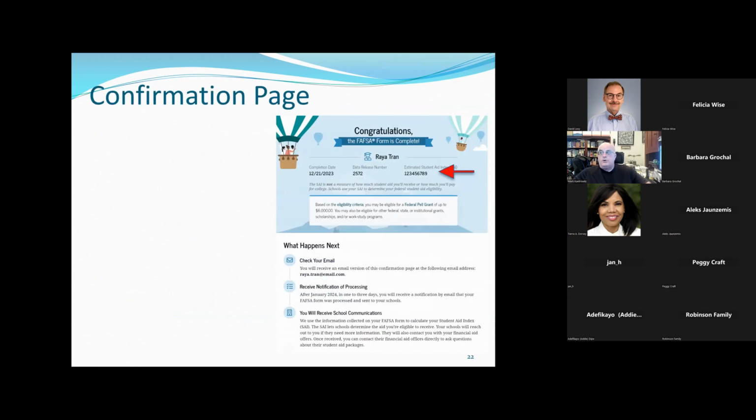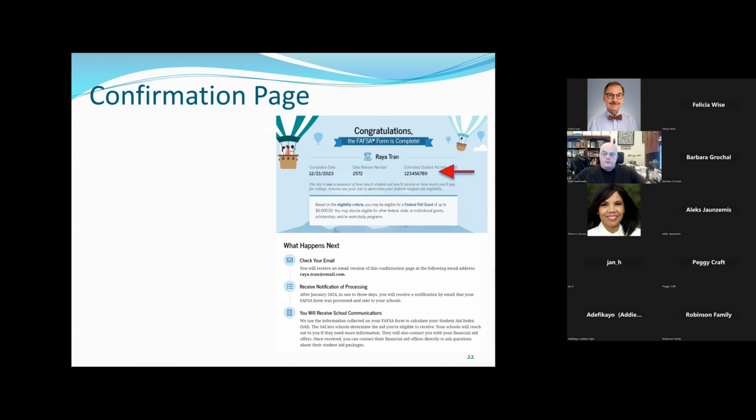Okay, so now we're showing you what the confirmation page looks like. You can see the completion date, the data release number, and the red arrows pointing at the student aid index. Not everybody is going to see this page because there are now multiple contributors. If the parents can complete their part before the student completes their part, then the student will see this confirmation page. But if the student completes their part first, then the parents second, then they will not see this and they have to wait until they receive the FAFSA submission summary to get their student aid index.